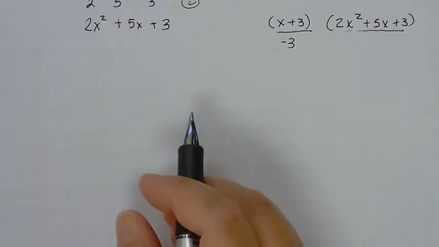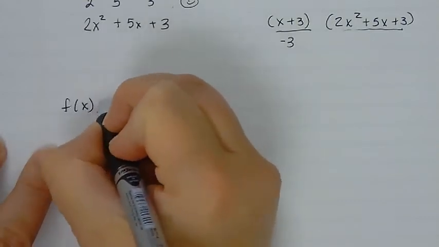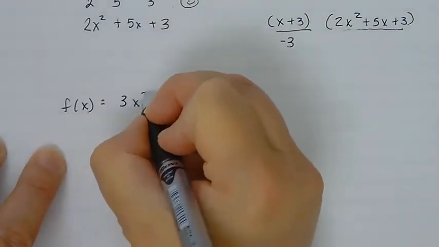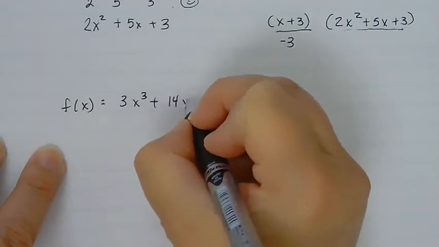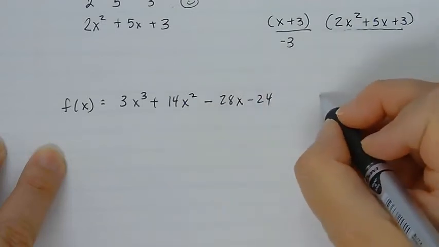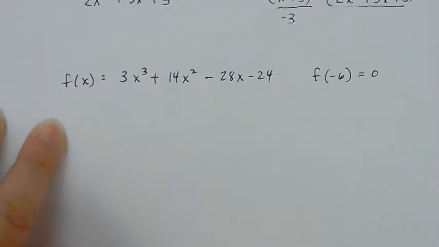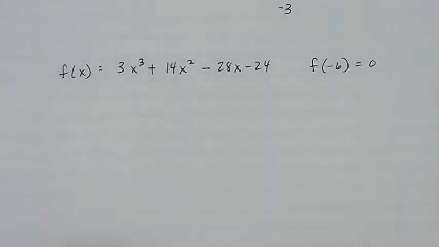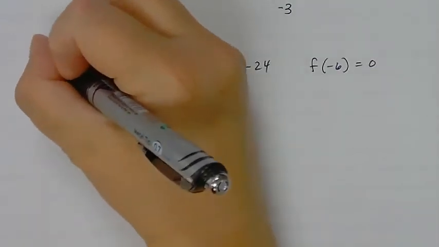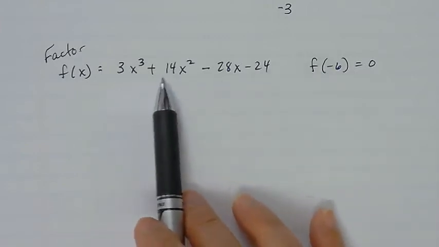So here's the polynomial. f of x equals 3x cubed plus 14x squared minus 28x minus 24. And I'm going to tell you that one of the zeros is -6. I only have two examples here, so I would try to pause it, try it yourself, and see what you can come up with. What we're looking for here is to see if we can find the factors. So we're trying to factor this. If I'm given one of the zeros, see if you can factor this.